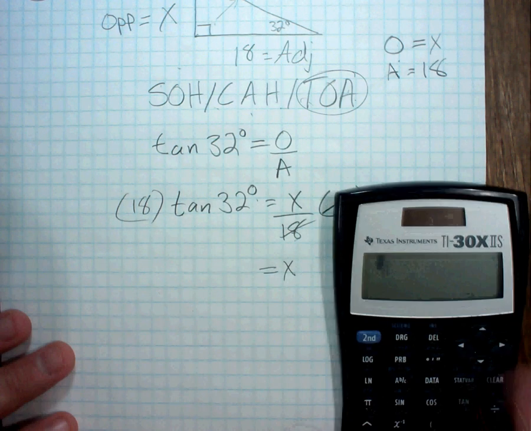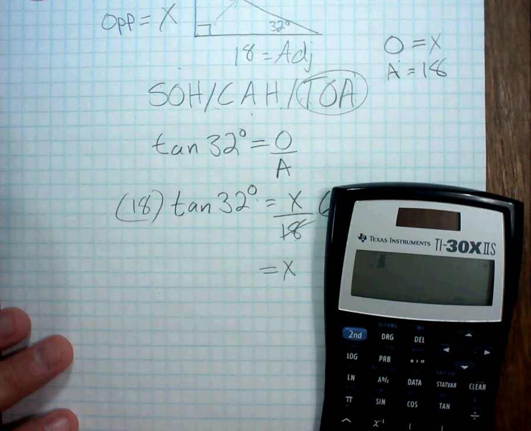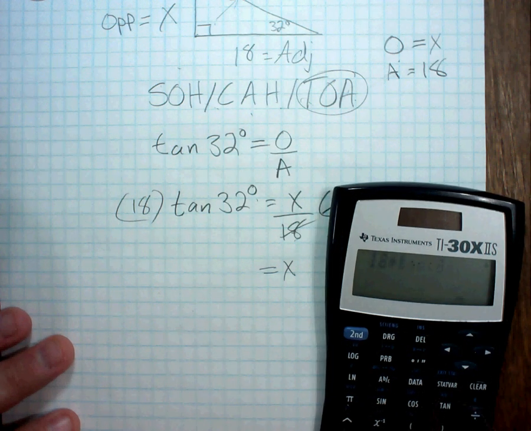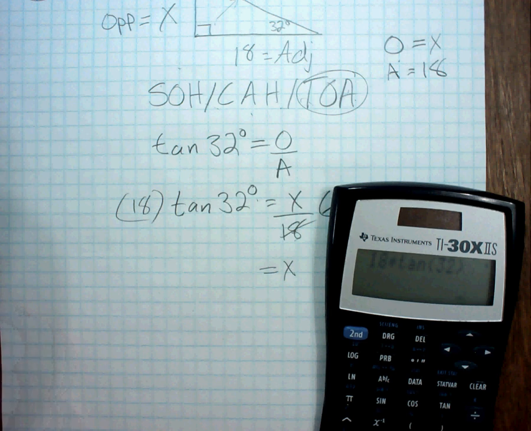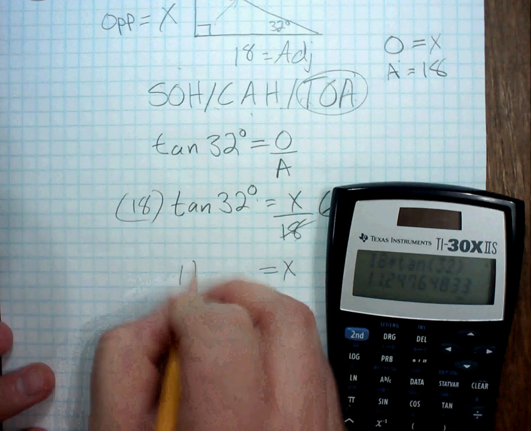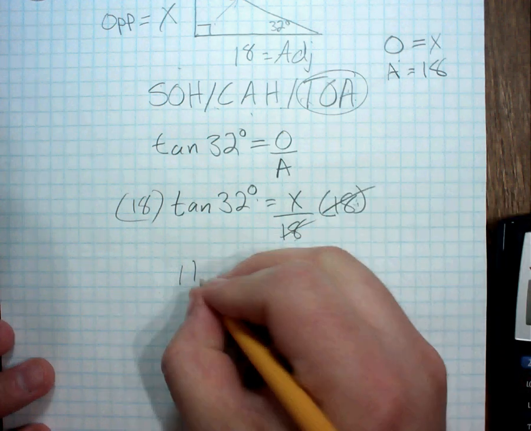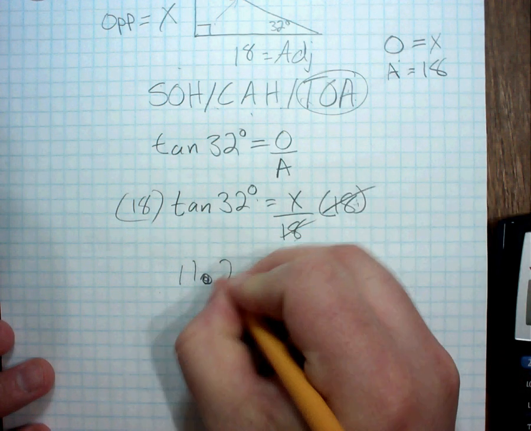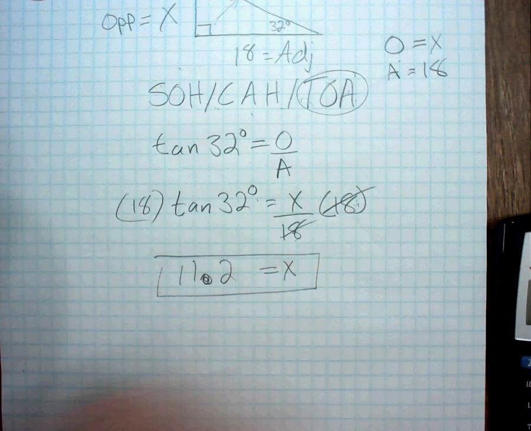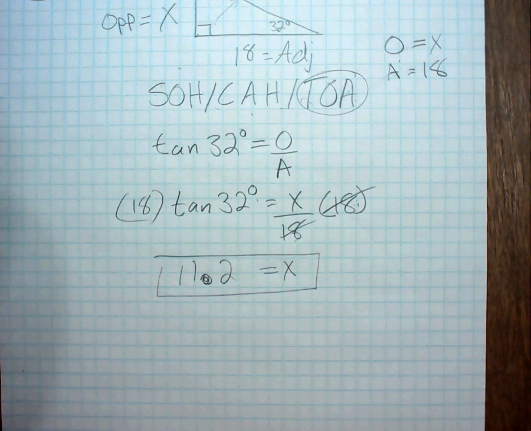Making sure that my calculator is in degree mode, I'm going to say 18 times tangent of 32 degrees and wait for the answer. 11.2. And that's it. Any questions?